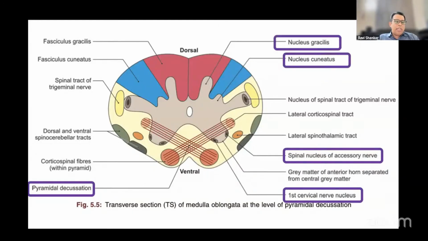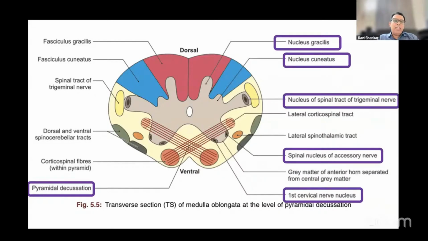Again, nucleus gracilis and cuneatus are continuous with the central gray matter at the posterior part of the medulla at this level. Laterally, central gray matter is continuous with the nucleus or spinal tract of the fifth nerve at this level.